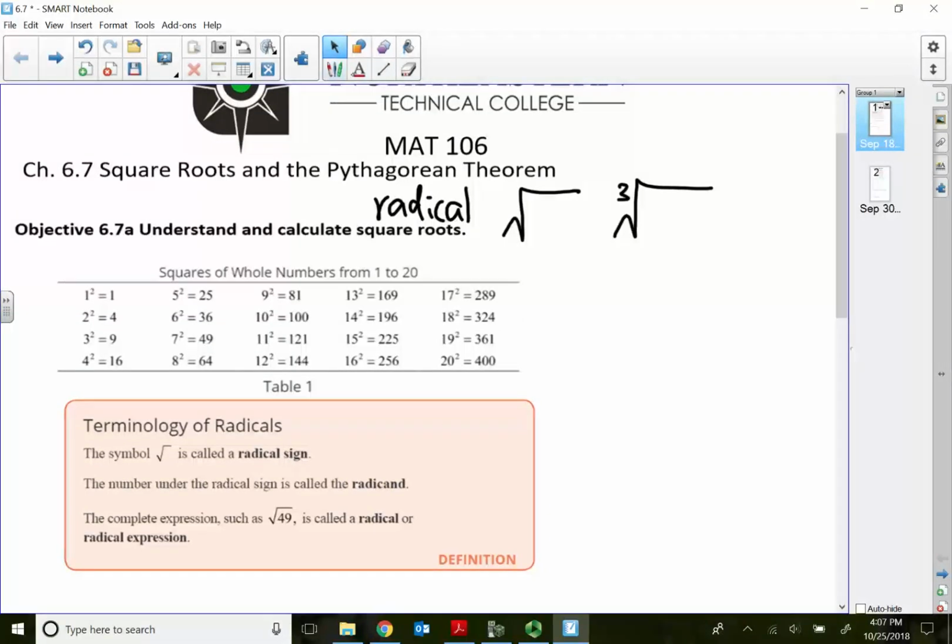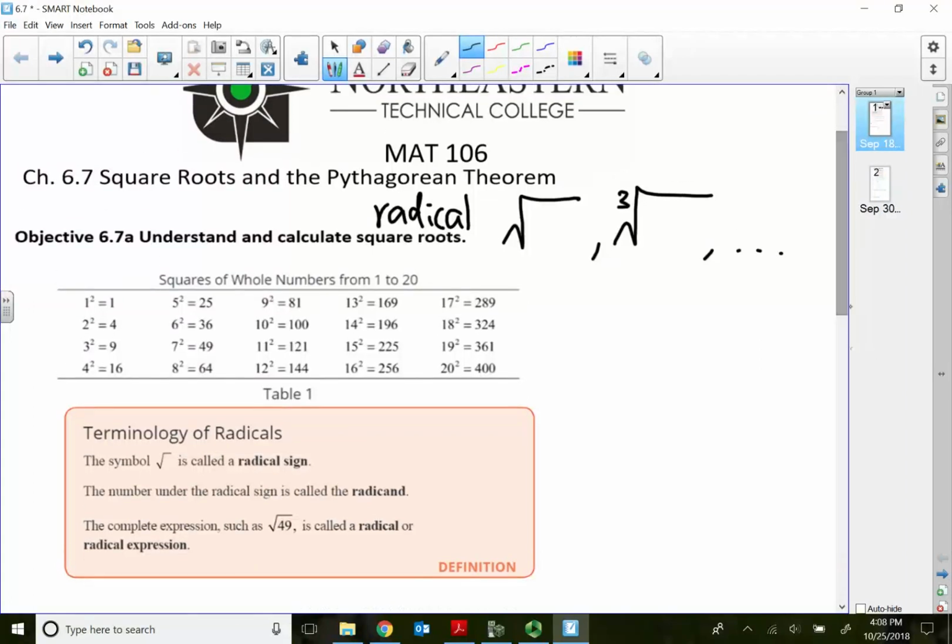We're going to learn a lot more about radicals in Module 15, but here I'm just going to mention a couple of wordings. The radical sign is basically your root, square root, cube root, and so on. Whatever is inside the square root is called a radicand. If I have the square root of 49, the complete expression is called the radical or radical expression.